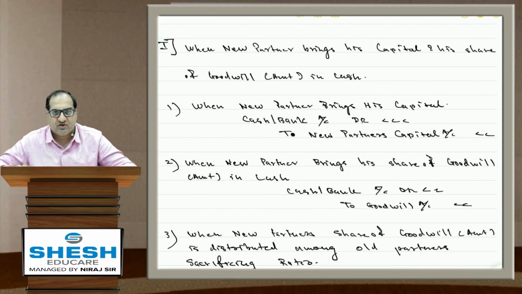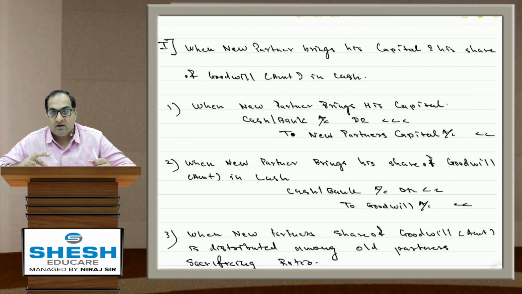Guys, I discussed there are two possibilities on the date of admission. New partner will bring his share of goodwill amount in cash, or he will not bring his share of goodwill amount in cash. Out of that, I am addressing when he brings his share of goodwill amount in cash. So, I have written the heading when new partner brings his capital and his share of goodwill amount in cash. When he introduces his capital, the entry is cash or bank account debit to new partner's capital account. You don't require any extraordinary common sense for this.